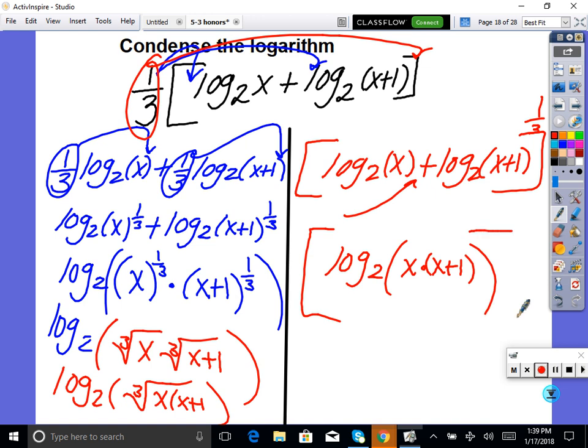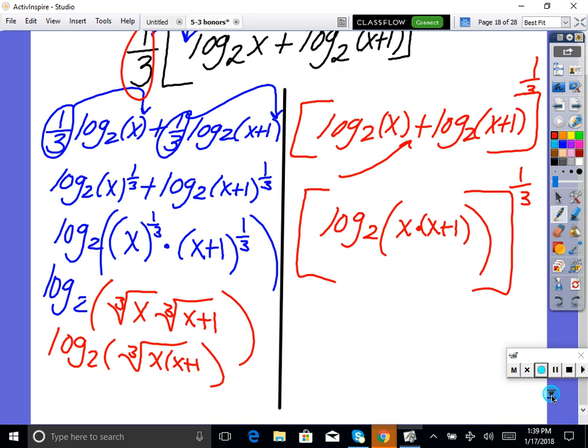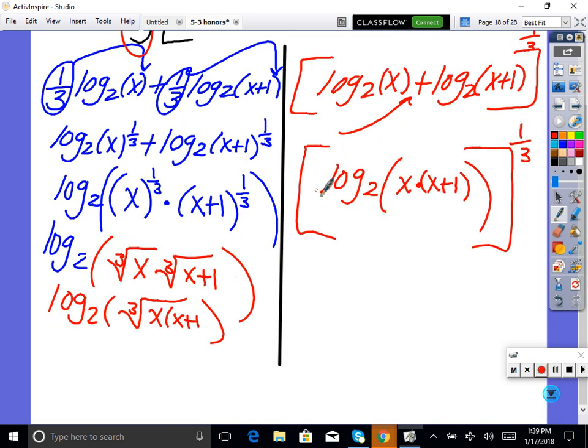Like this, raised to the 1/3, and then you would say to yourself, okay, I see why a lot of people then wanted to do the cube root out here, but it just goes inside. So we would have log base 2 of the cube root of x times x plus 1. And we got there quicker, but it doesn't matter how quick it takes you, as long as you can get there. Questions on that?